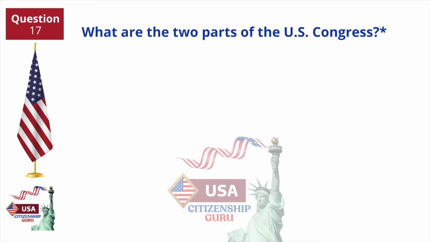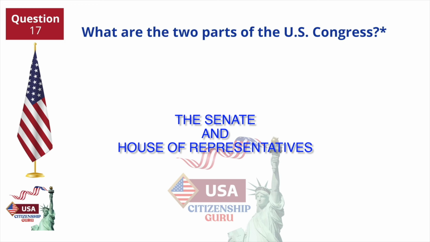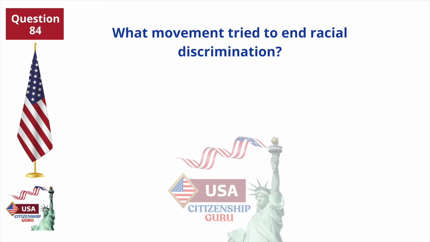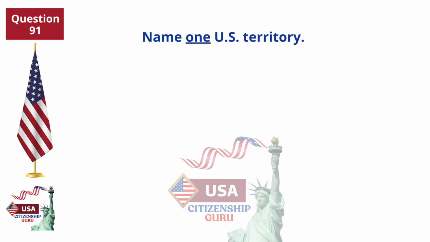What are the two parts of the U.S. Congress? The Senate and House of Representatives. What movement tried to end racial discrimination? Civil rights movement. Name one U.S. territory. Guam.